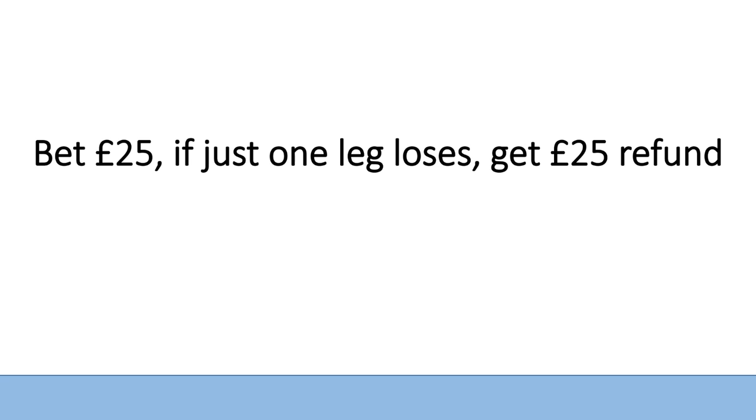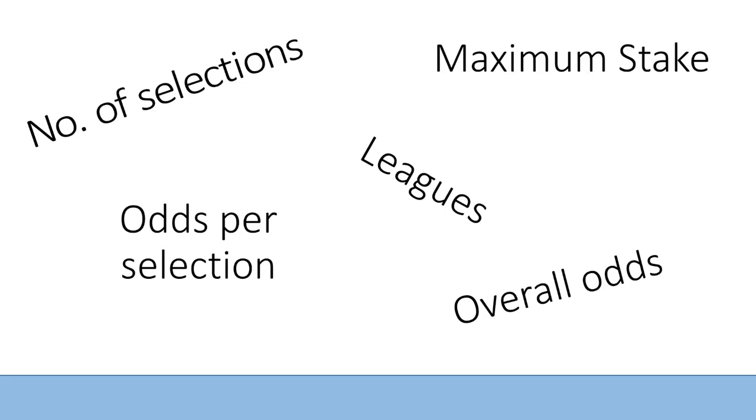Now you do need to be vigilant when placing accumulators. Most offers require a minimum amount of selections, minimum odds per selection, minimum odds overall, maximum stake, as well as only being able to bet on certain leagues. It can be a combination of these or just one, so you do need to double check. However, Profit Accumulator will do this for you and tell you the requirements for each offer anyway.